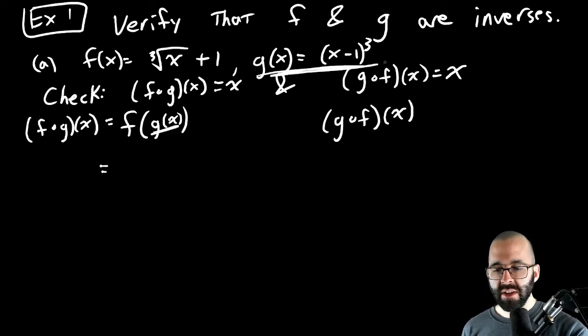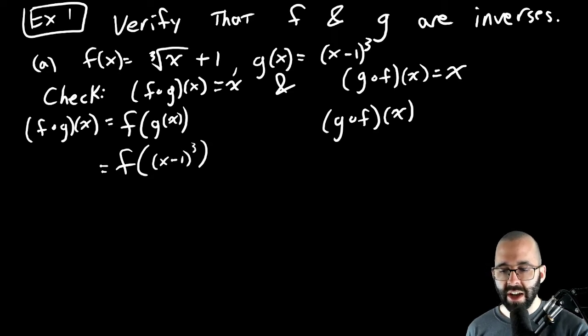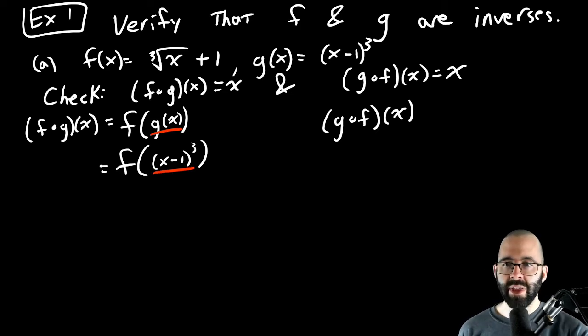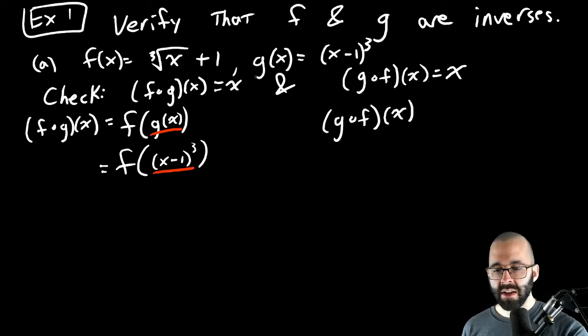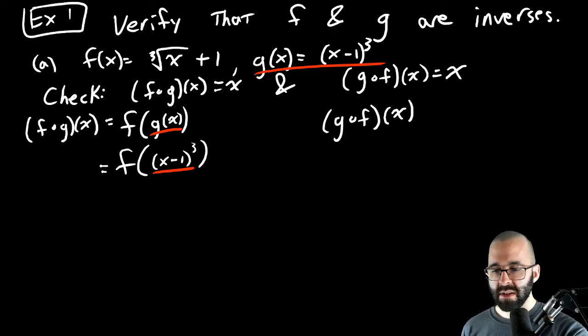Now we say, what is g of x? G of x is x minus 1 cubed. So replace it. It's x minus 1 cubed. That's what g of x equals, so replace it. Right? This red thing and this red thing are the exact same thing according to this rule. That's the definition of g of x.